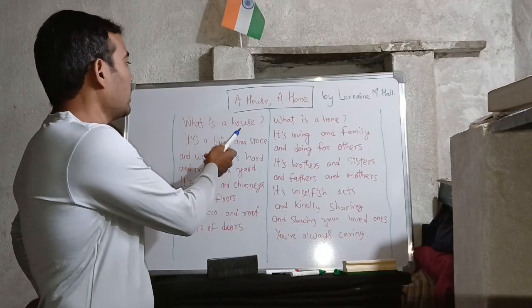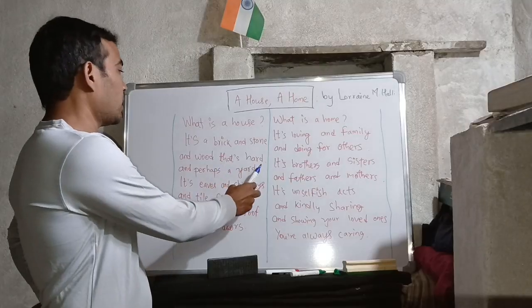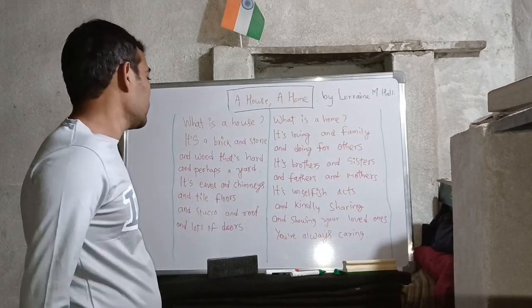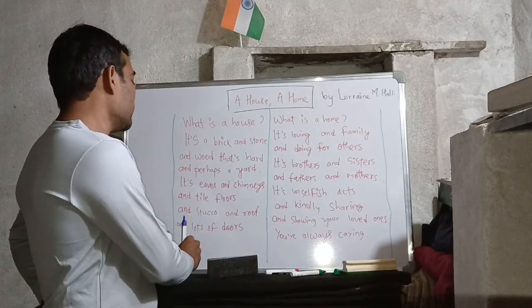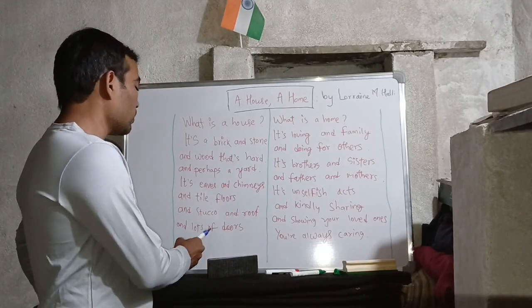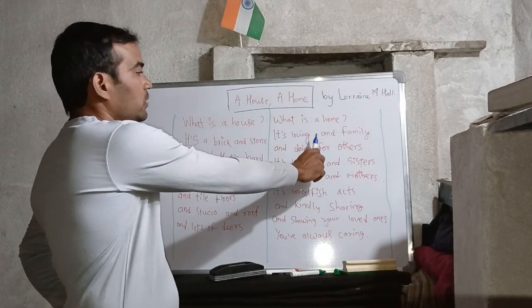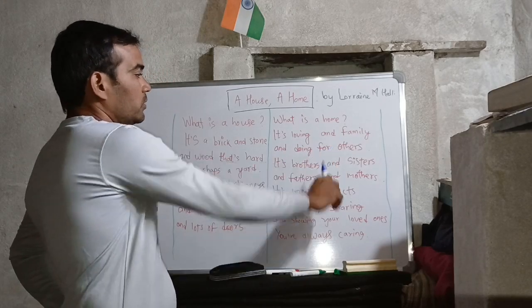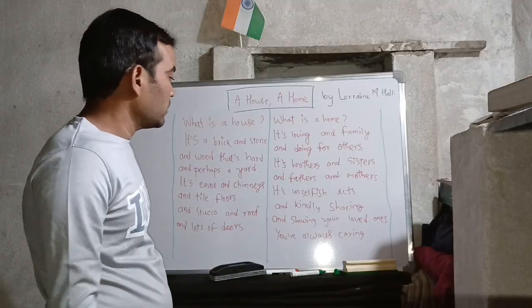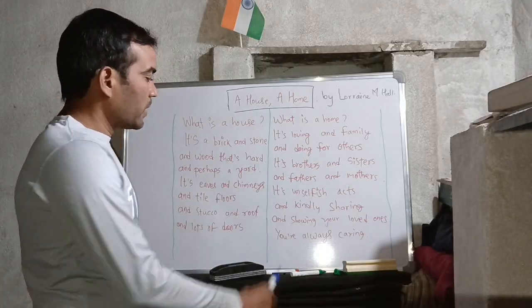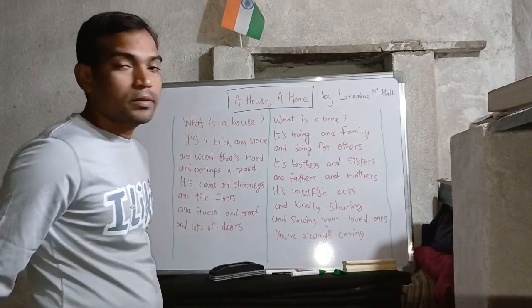What is a house? It's a brick and stone and wood that's hard, and perhaps a yard. Its eaves and chimneys, and tile floors, and stucco and roof, and lots of doors. What is a home? It's loving and family, and doing for others. It's brothers and sisters, and fathers and mothers. It's unselfish acts, and kindly sharing, and showing your loved ones you're always caring.